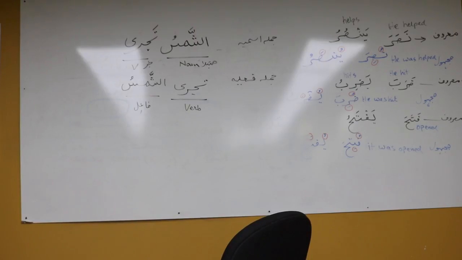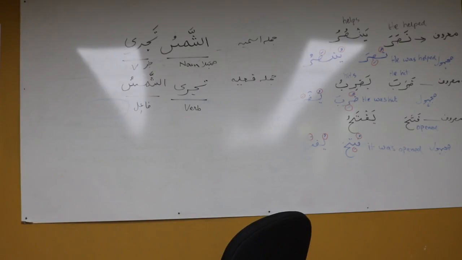Very good. The first column, fi'l. Write down this one. Fi'l, fa'il, maf'ul bihi. It is copied from here. First column here. Write down here. Maf'ul bihi. Jalut is maf'ul bihi.